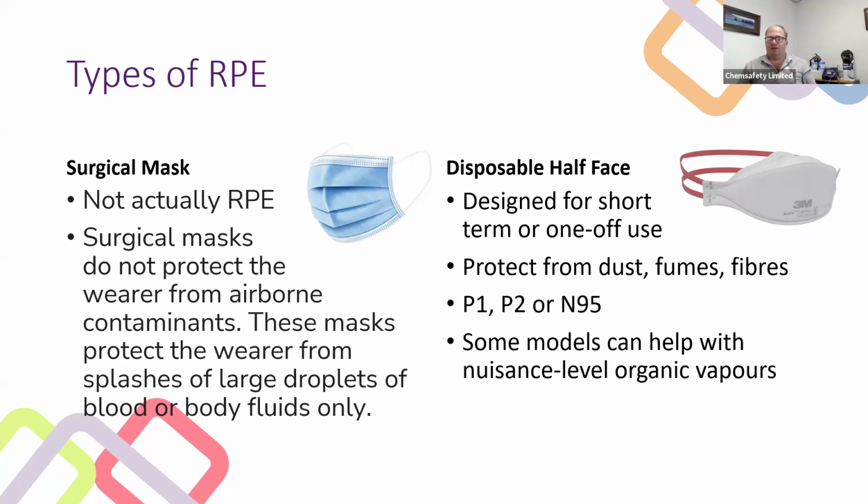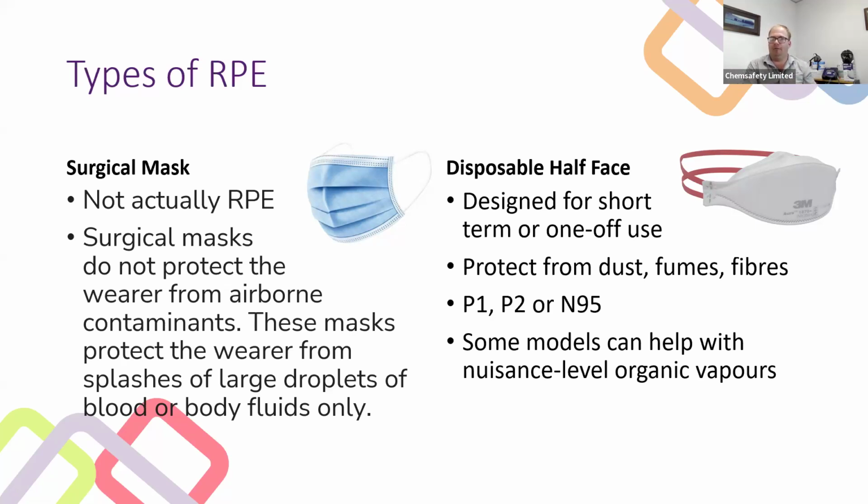They're designed to protect from dust, fumes, and vapors, so your particulates. You might hear classifications of P1, P2, N95, N99, etc. We'll talk about those more later. And some models can protect from nuisance level organic vapors. They have a small layer of carbon, like charcoal carbon, inside the mask. But when we say nuisance level, we're talking about levels that are below the workplace exposure standards. So unless you've done monitoring or have data loggers and are able to understand what your levels are, they're probably not going to be the right sort of solution for gas or vapor type hazards.